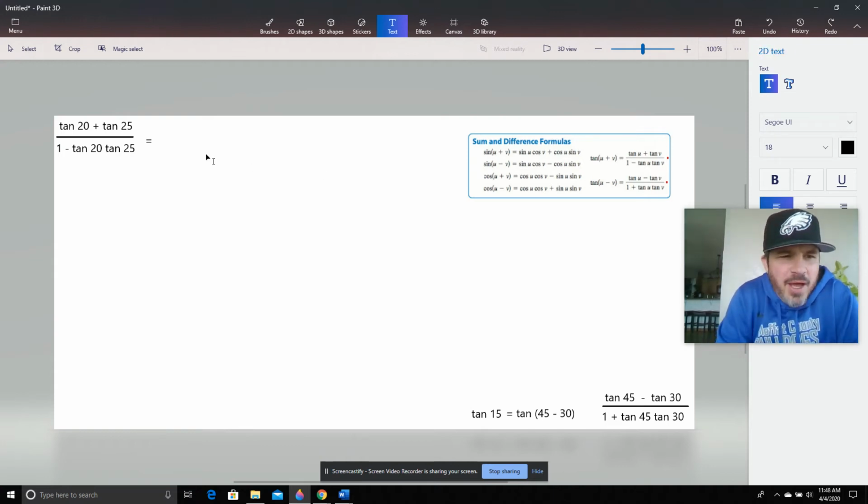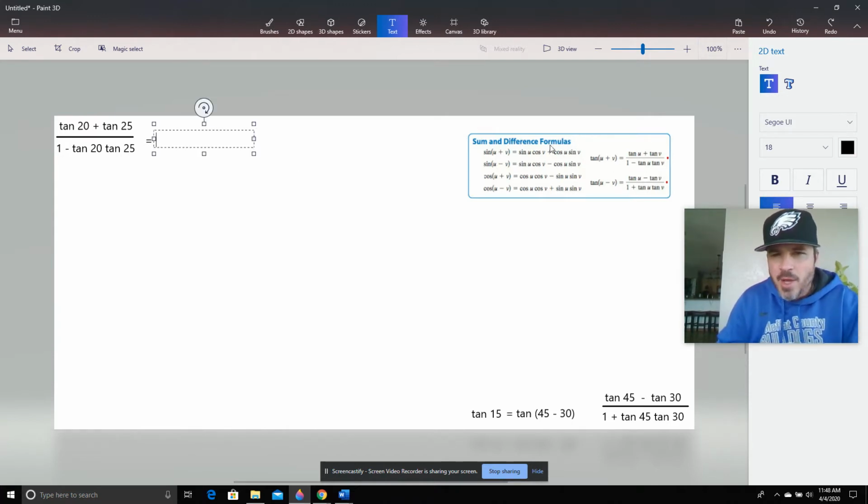Okay, trig, we've got more sum and difference formulas, so we're going to look at the tangent ones right now. Up on the screen here, I have the tangent right side with some angles in there. Angle 20 is the U right here, 25 is the V, and see how we're adding on the top? Adding on the top. That's how I know I'm using the sum formula for tangent here.